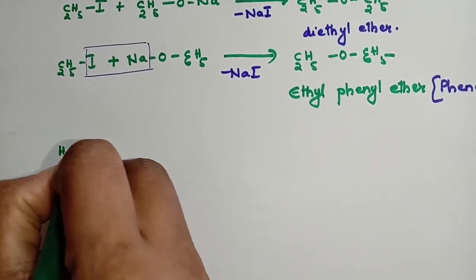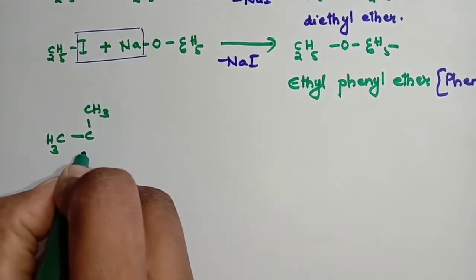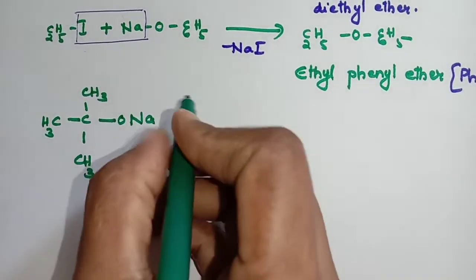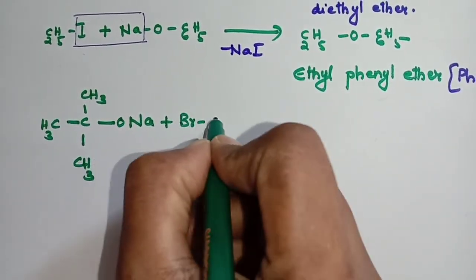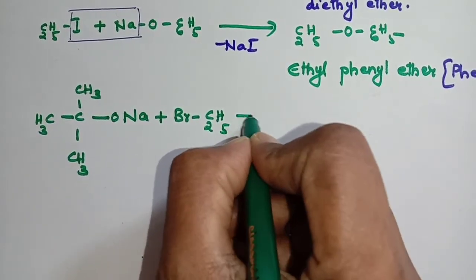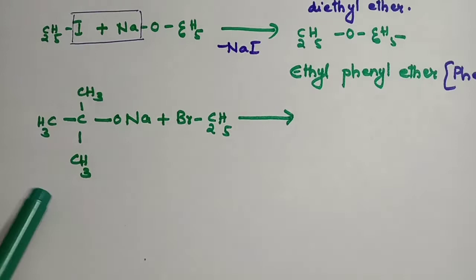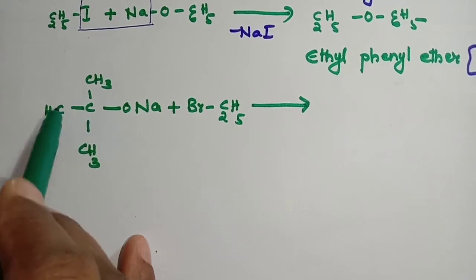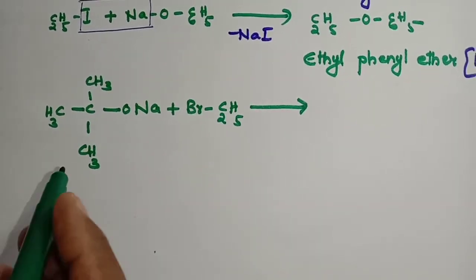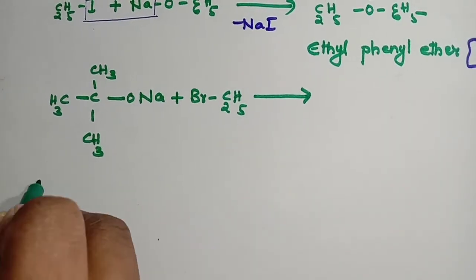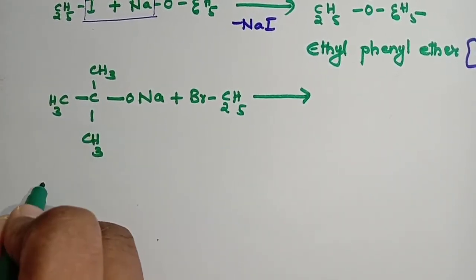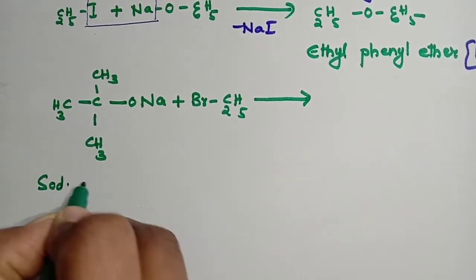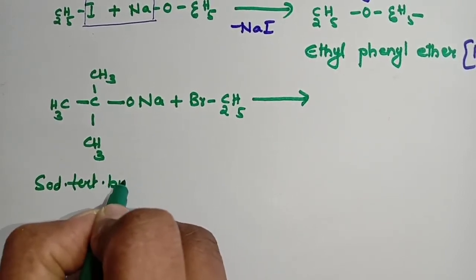CH3 C CH3 CH3 O Na plus C2H5Br. So can you name this alkoxide, students? This is sodium. And what is this group called as? How many carbons are there? 4 groups. Okay. So this is called as, if it is written like this, tertiary butyl group. So attached with oxygen, it is called as butoxy. So sodium tertiary butoxide.